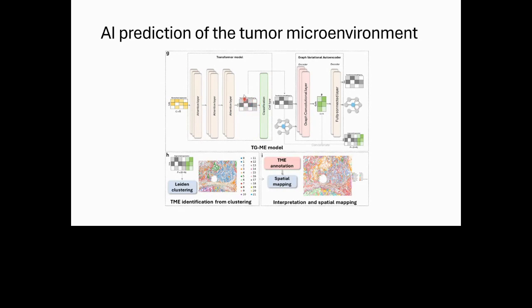Then we're going to use those embeddings that we extract from the transformer as input to a graph variational autoencoder with the graph that we just generated in the last step. This is going to have 3 convolutional layers, and then we're going to be generating a new set of embeddings that are going to account for the similarities between genes and also spatial location across cells.